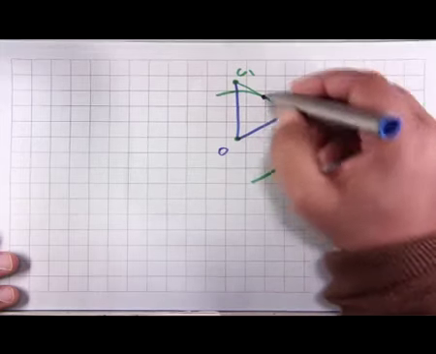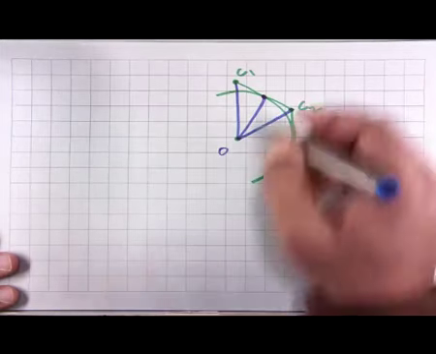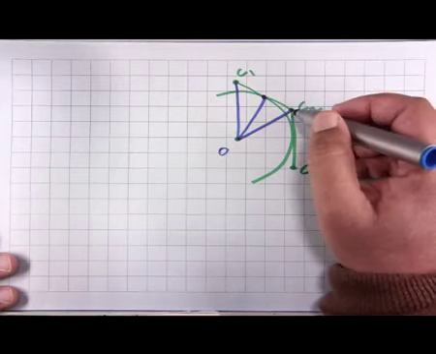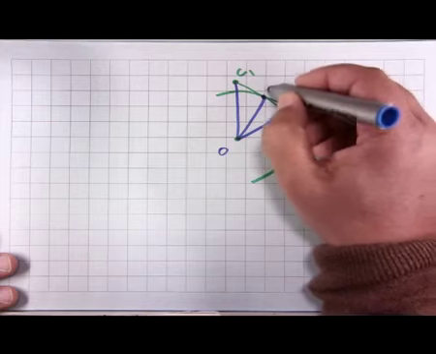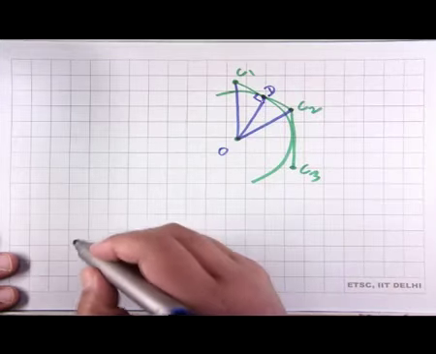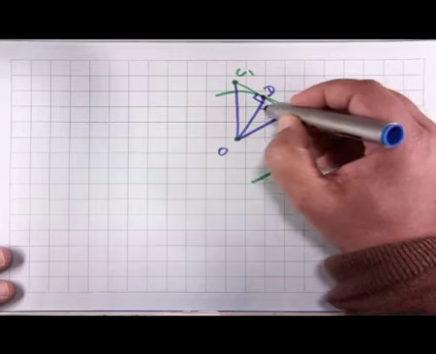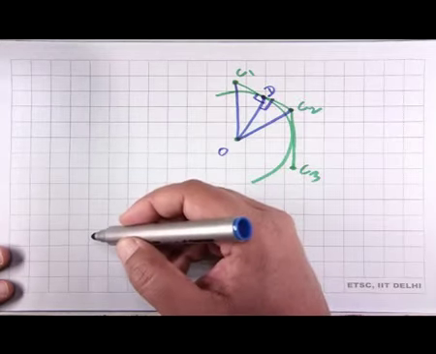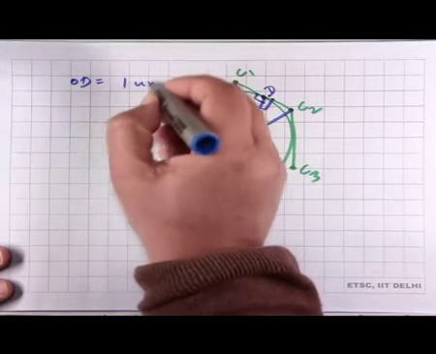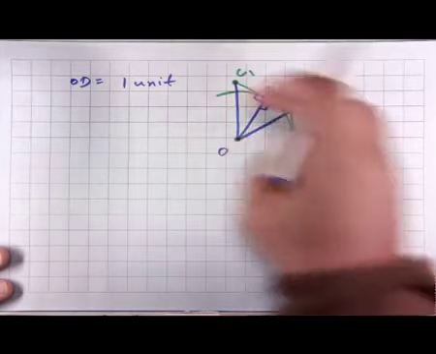So, if we join this point with the center like this, then obviously because C1, C2 is a tangent at this point, let us mark it by D, this angle will be 90 degrees, right, and similarly this angle is also 90 degrees. This length OD is equal to 1 unit, because that is the radius of this circle.